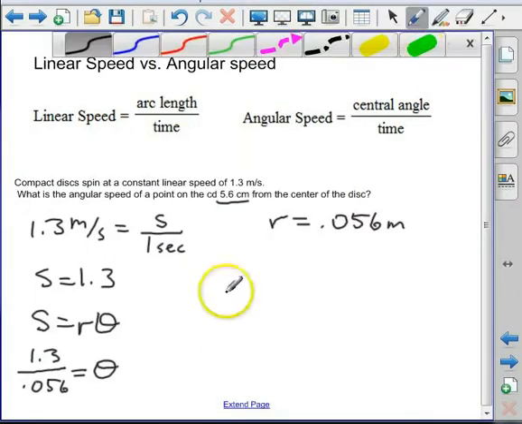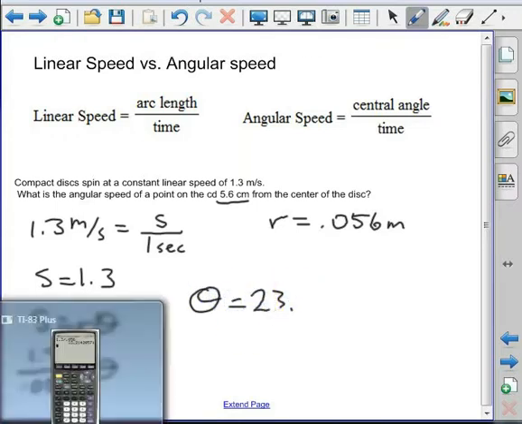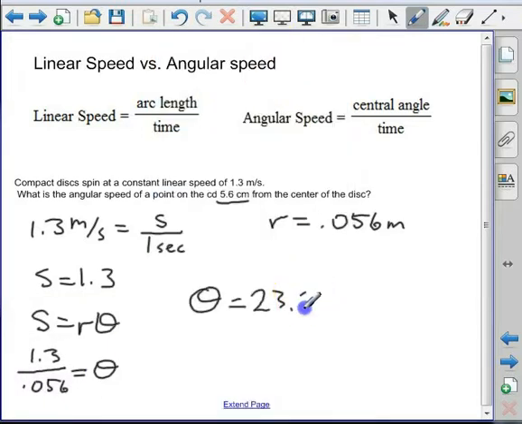So theta is equal to 23 point, what did we say that was? 21. Okay, 23.21. And our angular speed then, which is written as omega, funny looking W, is our central angle, 23.21, over our time, which we said we're going to set at 1 second. And that's the angular speed.